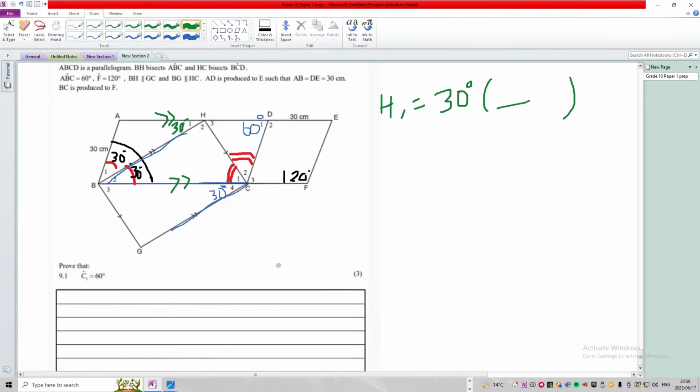What else can we find? What else can we find? Yes, always assume. No, we're not assuming. We've been told that it's a parallelogram. Never assume. Never assume. Never ever assume. Okay. What else can we find there?